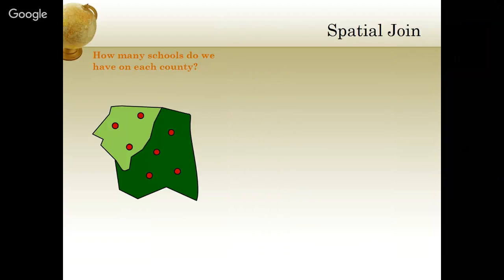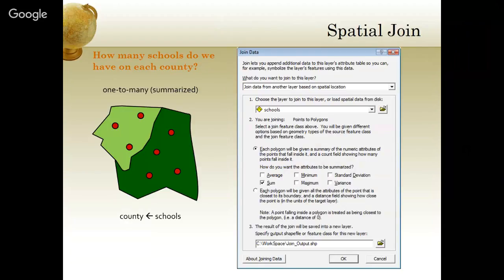The reverse operation, a one-to-many relationship, would be joining the schools back to the county. And so here we're going to summarize that information. We could either take the sum of the number of schools or some other measure. But again, our output will be a new shapefile or feature class.